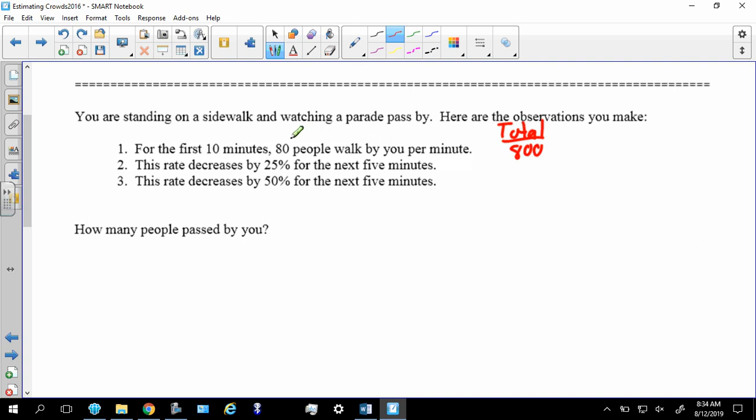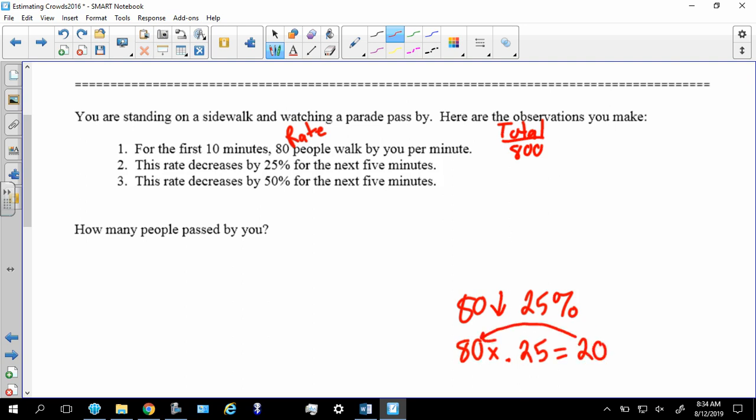Now remember that 80 is the rate. And it says this rate decreases by 25% for the next 5 minutes. Now remember, 80 is the rate. So off to the side, I'm thinking to myself, okay, 80 is going to be decreased by 25%. So I need to figure out first, what is 25% of 80? Let's see, that's 20. And I'm going to take my 20, since I'm decreasing it, and subtract it from there, which gives me 60. So 60 people a minute for the next 5 minutes.